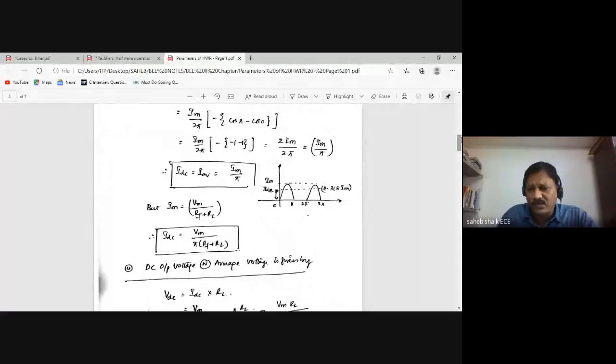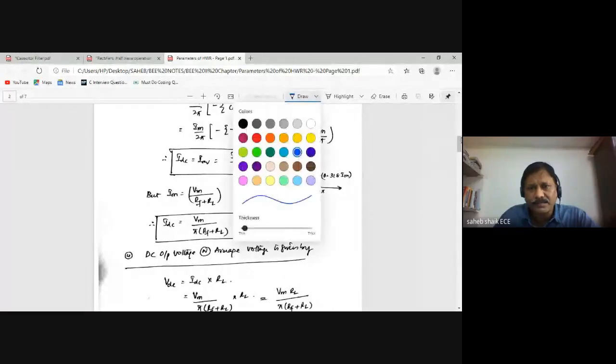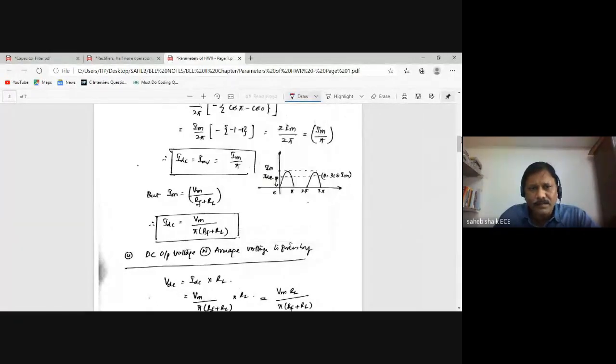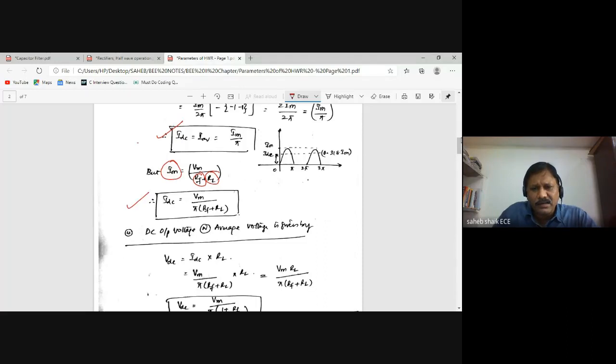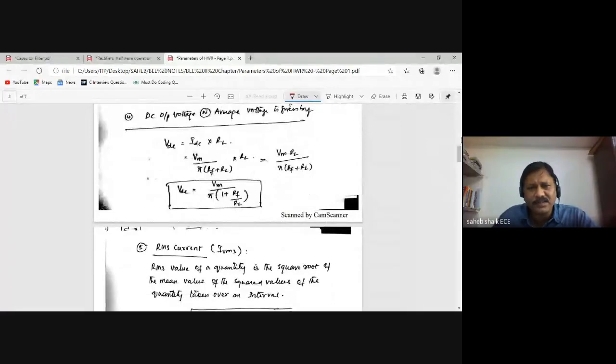So the calculation of this IDC for the half wave, that is IDC is IM by pi. So IM is nothing but VM by RF plus RL. This is the RF and this is RL, load resistance and forward resistance. And this calculation we have seen. DC voltage and average voltage given by VDC calculation. VDC is nothing but IDC into RL. VDC is VM by pi into 1 plus RF by RL.